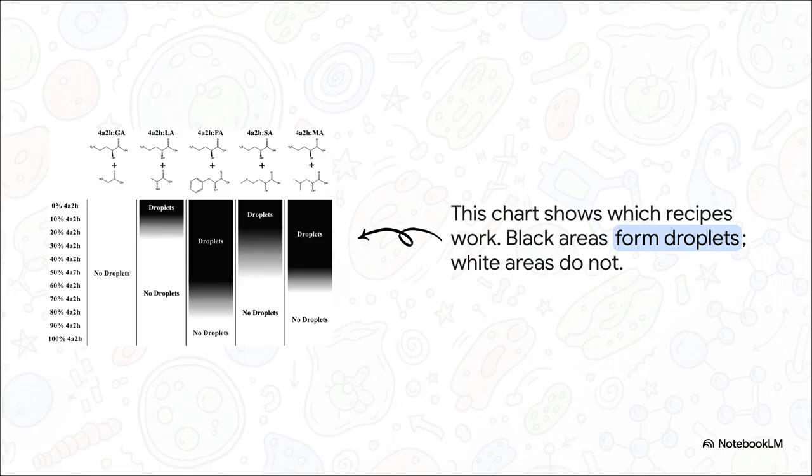They tested a whole bunch of different recipes. Think of this chart here like a map of all their experiments. Each column is a different mix of the ingredients, and as you go down, they're adding more and more of that special positively charged molecule. The black areas are the treasure. That's the sweet spot where you get perfect little droplets. The white areas, total failures.